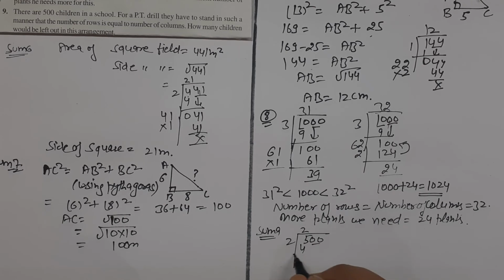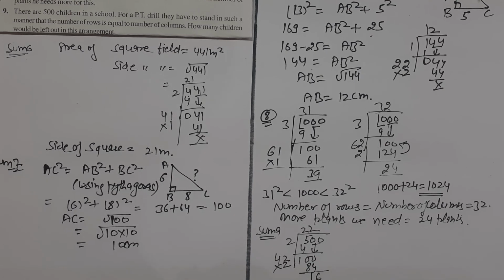Pair 2 to the 4. Pair 0 0. 5 minus 4 is 1. Double of 4. Double of 2 is 4. Write 2 multiplied by 2. After multiplication we have 84. Remainder is 16. So 16 children would be left out in this arrangement.